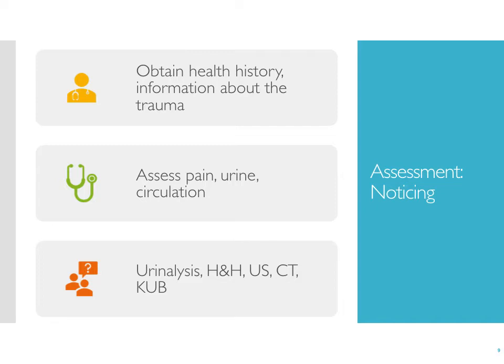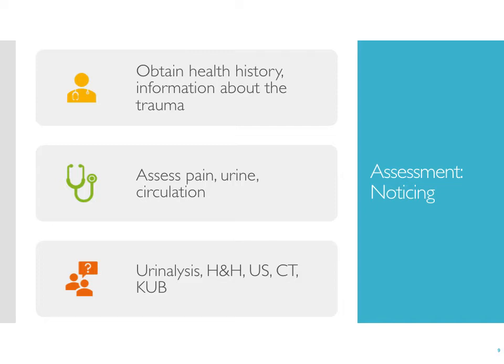We want to assess pain. We want to assess the urine, and we want to assess circulation. Ureteral and renal pelvic injury often causes diffuse abdominal pain. And the urine outside of the urinary tract may actually be visible. We want to ask the patient about pain in the flank or the abdomen. Is the pain dull, is it sharp, is it constant, is it intermittent, is it made worse by coughing? So we really want to do a thorough pain assessment.